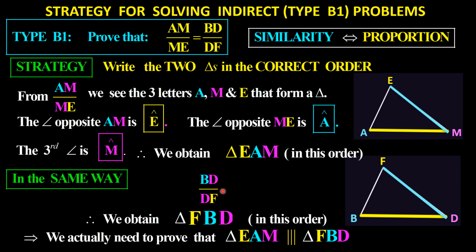Similarly here, BD over DF, there's a B, a D, and an F. We're going to see something else as well. So BD, I need a F. DF, I need a B. And then I have a D. Now, what do we notice here?